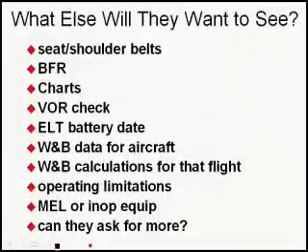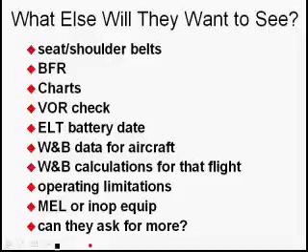They have a whole list of things that they're going to want to look for. They're going to look for worn out, ratty, torn seat belts. They're going to want to know when your last biennial flight review was, or your last check ride. What kind of charts did you have? If you were IFR, VOR check. They'll want to know when the last ELT battery, life limited component, ELT battery needs to be replaced. Your weight and balance data for the aircraft, that has to be in the airplane. What calculations did you make? Are the operating limitations in the airplane? Is the approved flight manual in the airplane? What did you do about inoperative equipment? And they can ask for pretty much anything they want to.